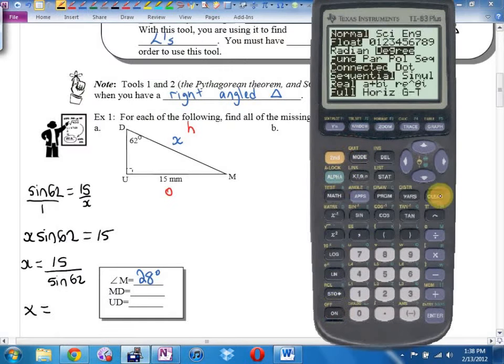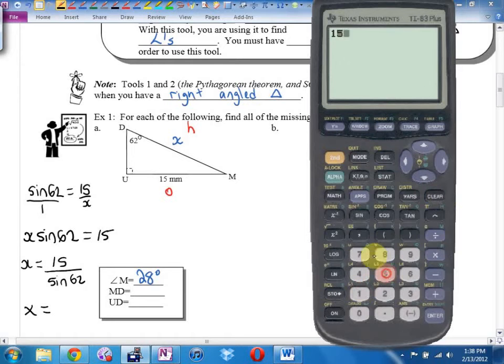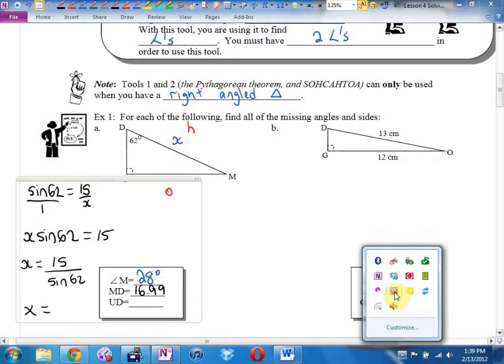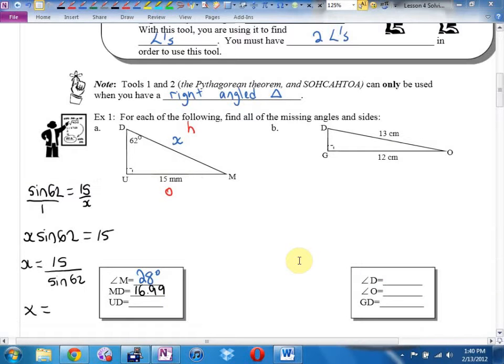I better make sure that I'm in degrees. I am. You get 16.99. Did it say what to round off to in the question? No, then I'll go to two decimal places. That's my fallback. So I'll go 16.99. Okay. Did you try the sine of 30 earlier in class? I got 16.99. Nikki, what's the next thing they want me to find?